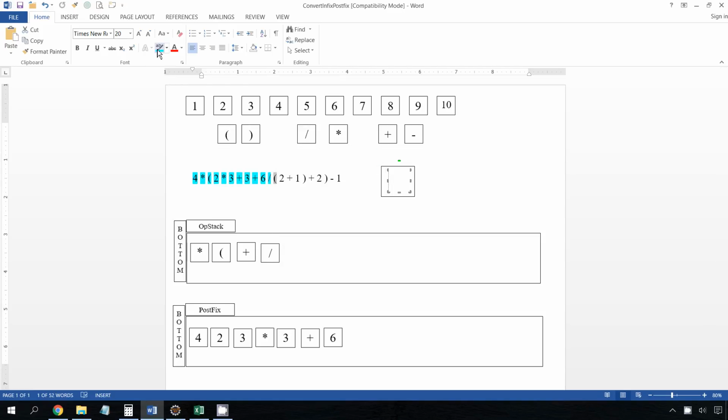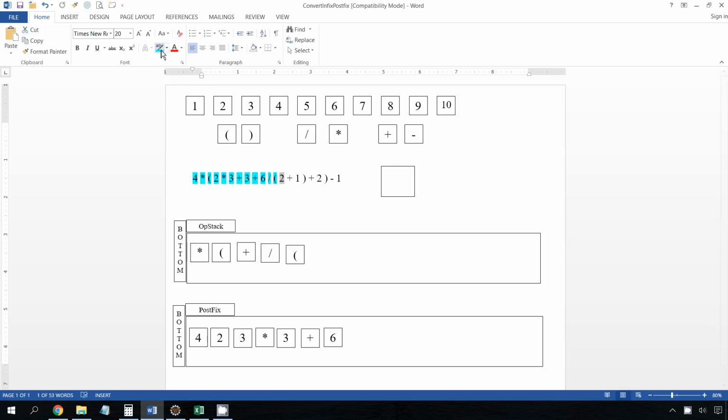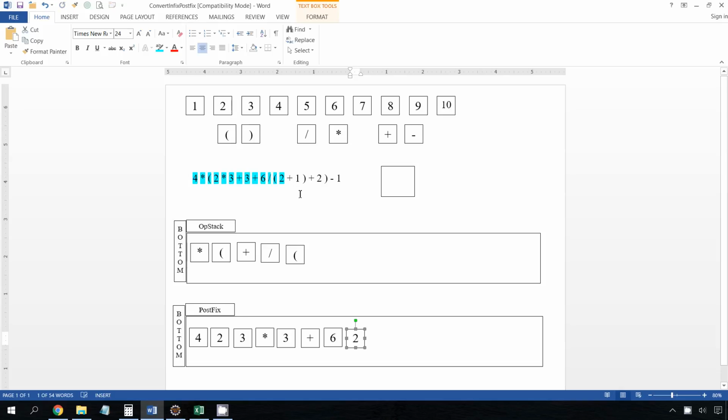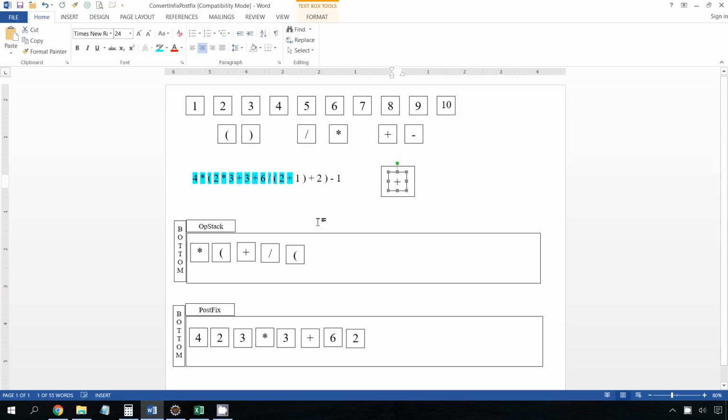Okay. Next up, we've got another left parens. Remember the rule for left parens is we just push it onto the op stack. Then we've got a value 2. So 2, we just push onto the postfix. Then we've got an operator, a plus sign. So I want to compare my operator with what's on the top of the op stack, but the top of the op stack is just a left paren, so I just ignore it. I push my plus onto the op stack.